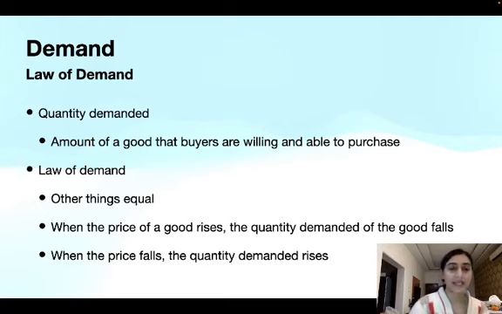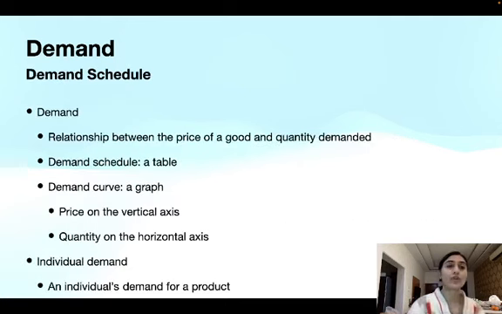The law of demand states that, everything else equal, other things remaining the same, when the price of a good rises, the quantity demanded of the good falls, and vice versa. So for a particular product, if the price is rising, then the quantity demanded would go down, and if the price is falling, then the quantity demanded would rise. This is the law of demand, that price and quantity demanded are inversely related to each other, keeping other things equal. So then we come to the demand schedule.